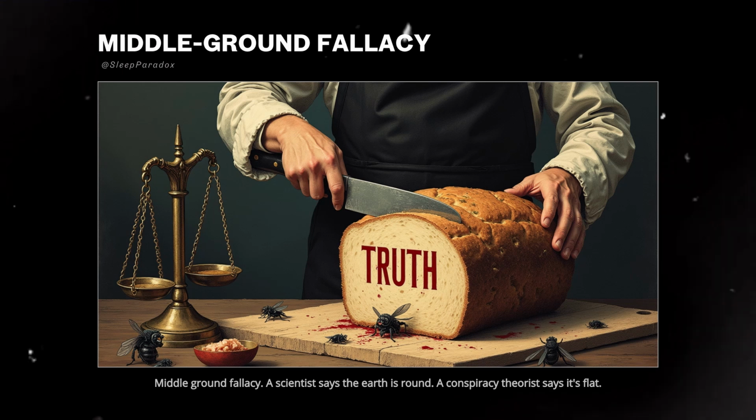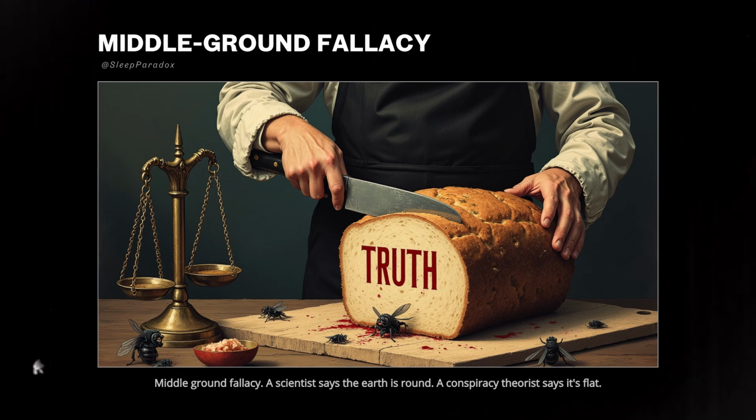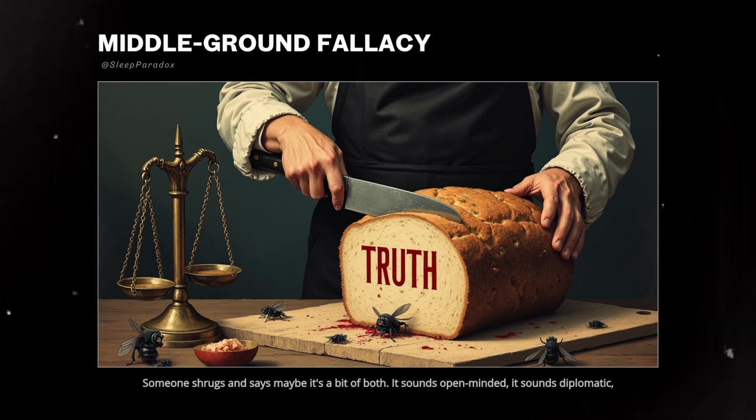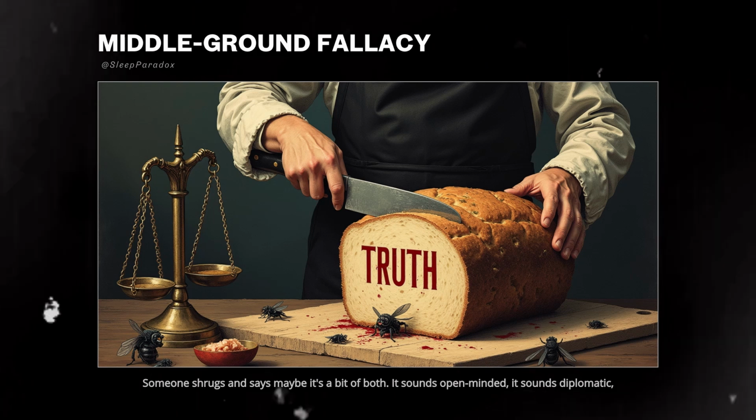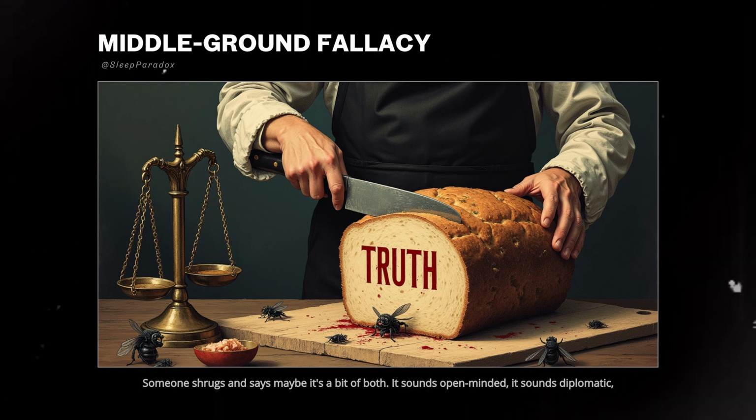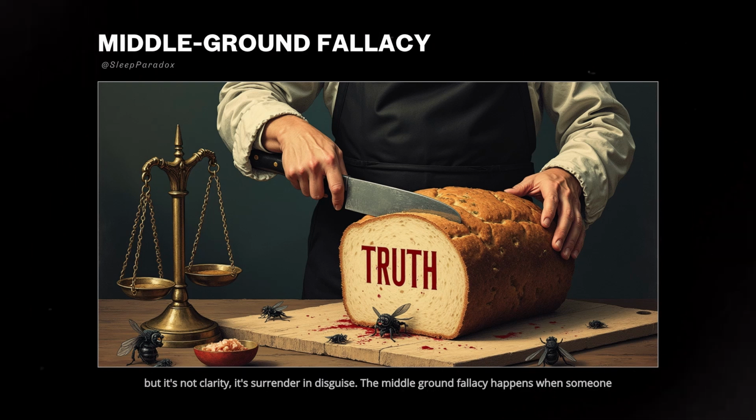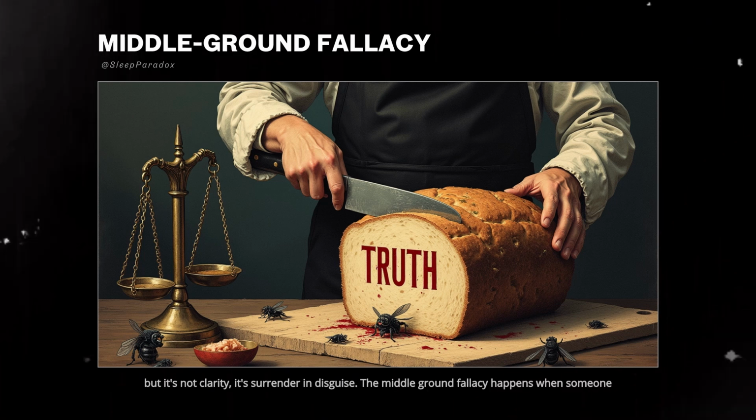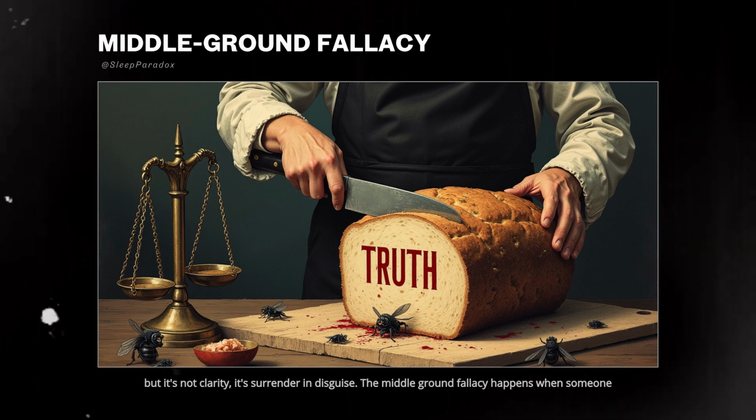Middle ground fallacy. A scientist says the Earth is round. A conspiracy theorist says it's flat. Someone shrugs and says maybe it's a bit of both. It sounds open-minded. It sounds diplomatic. But it's not clarity. It's surrender in disguise.